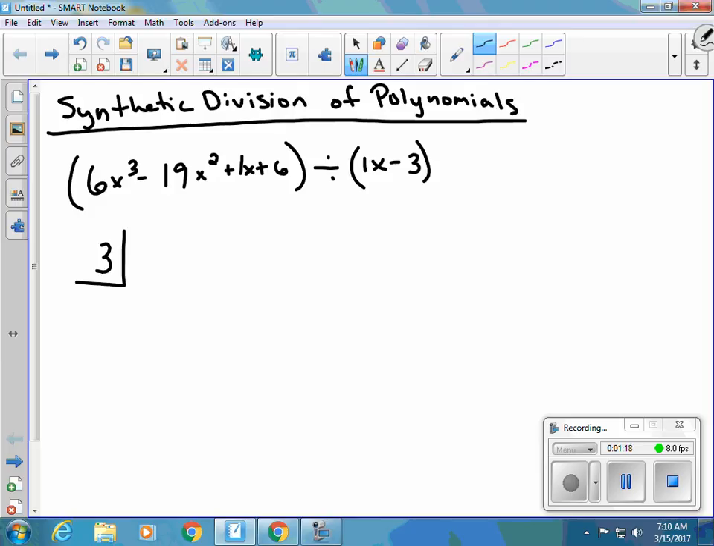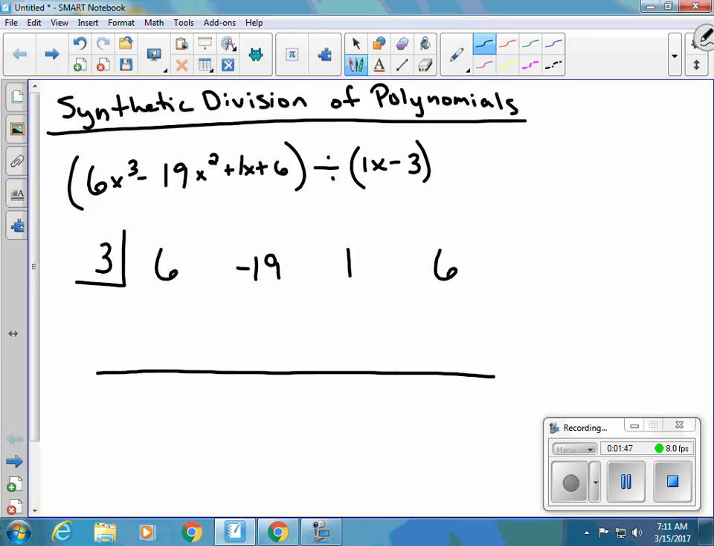So I put this 3 off to the side here on the left, and then I write out the coefficients. Like long division, you need it to go x cubed, x squared, x to the first, no x. It needs to go in descending order. So if you don't have a term, you need to put in a 0. In this case, though, we have all 4 terms, so it's no big deal. So we've got 6, negative 19, 1, and 6.